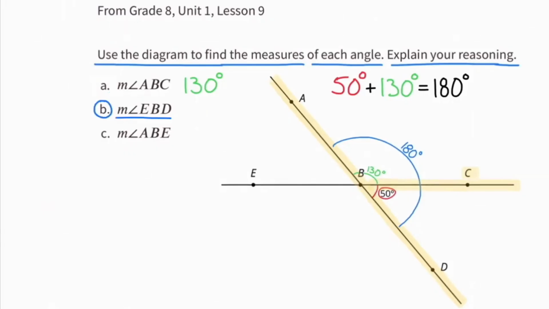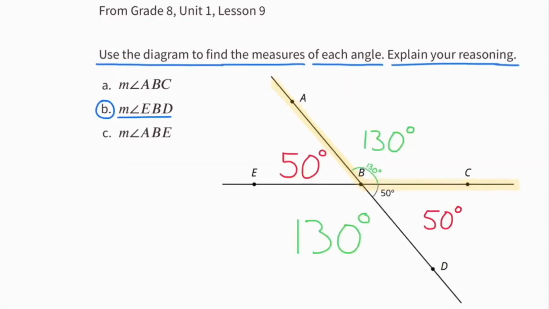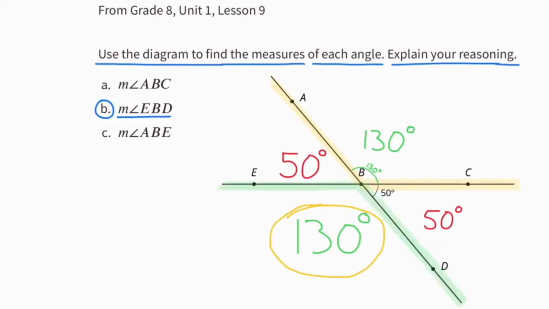B. The measure of angle EBD. Well, they started out by giving us the measure for angle CBD, and that was 50 degrees. And the alternate interior angle for CBD is angle ABE, which will also be 50 degrees. And then we figured out the measure for angle ABC, which was 130 degrees. And it has an alternate interior angle as well, and that's angle EBD. So angle EBD's measure will also be 130 degrees.